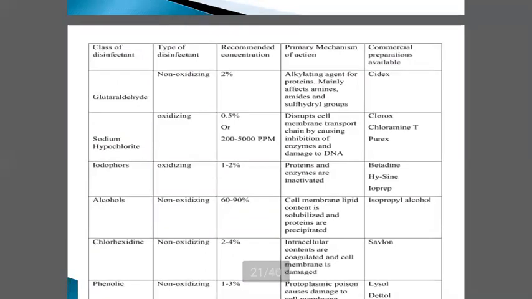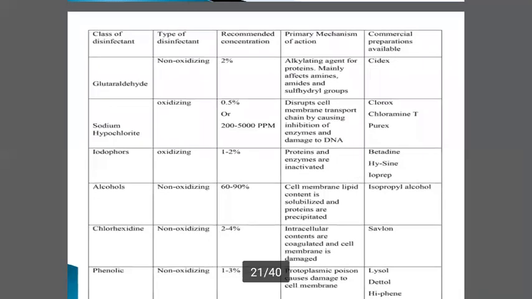Here we will see the concentration of disinfectants and their commercial preparations available. First, glutaraldehyde. Recommended concentration is 2% and the commercial preparation available is Cidex. Sodium hypochlorite concentration is 0.5% or 200 to 5,000 parts per million, and commercial preparations available are Chlorax, chloramine T, and Purex. Then iodophors, concentration is 1 to 2%, and commercial preparations are Betadine, Hyoscine, and Isoprep.